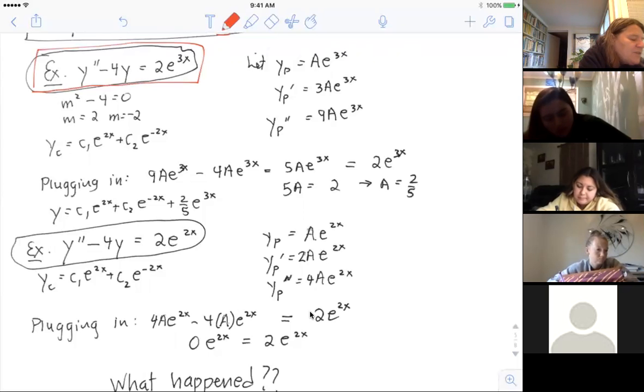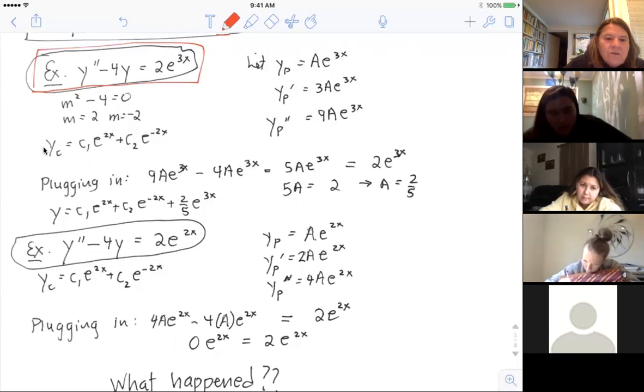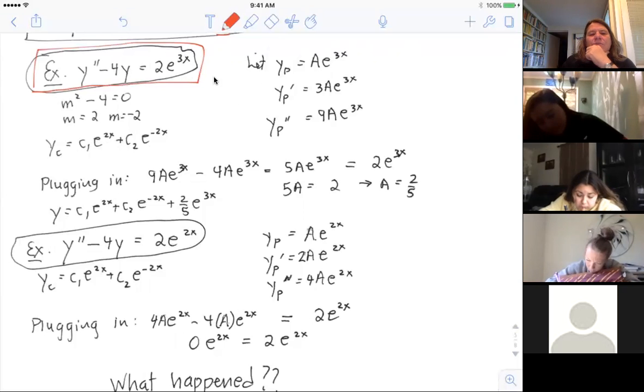But my guess on this one, first of all, I find yc. It's going to be m squared minus 4. It's got 2 roots, 2 and minus 2. So I get yc is c1 e to the 2x plus c2 e to the minus 2x. My guess is a, because that's just a 2 there, e to the 3x. My y prime is 3a e to the 3x. My y double prime is 9a e to the 3x. Differentiating that again, that 3 comes down and gives me a 9.